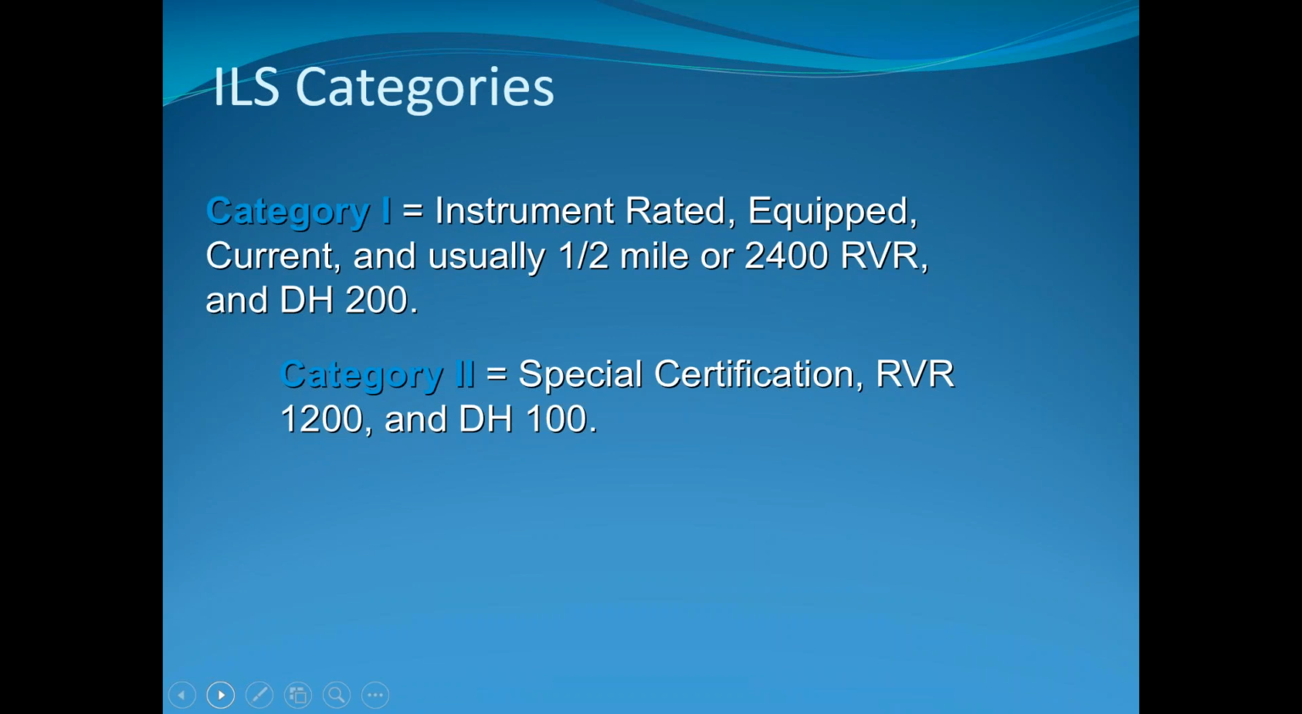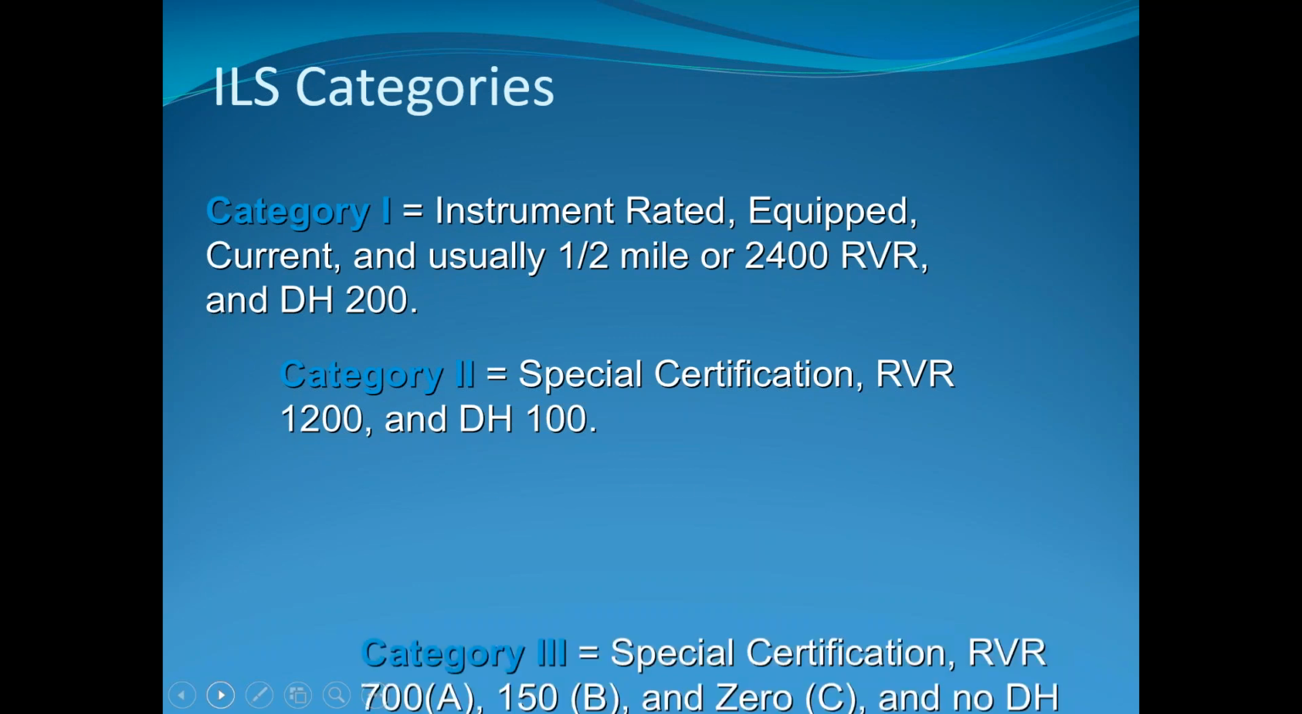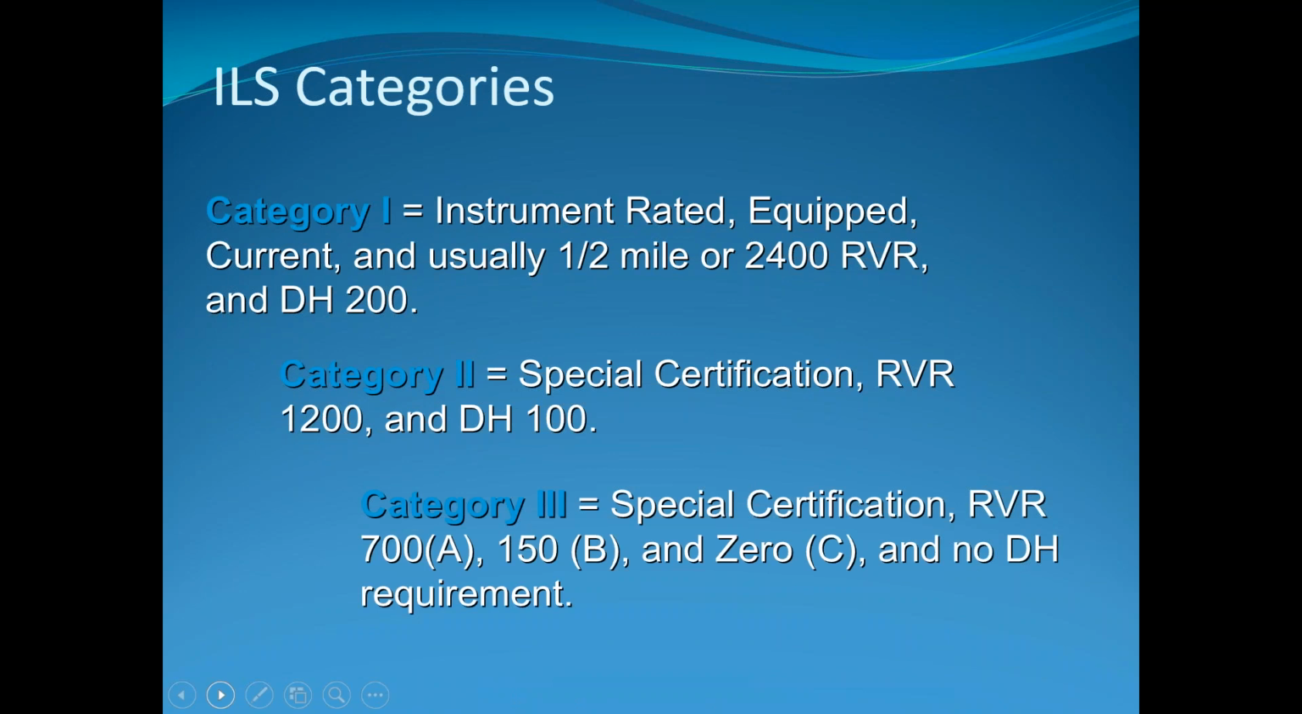So anyway, like I said, in this class we're not going to do anything that's Category 2. We're just going to stay Category 1 or higher. Category 3 is even more so. Category 3 is your big airlines, your mainline, your big jets. They can go down to Category 3, which even within Category 3 has three different categories: 3A, 3B, and 3C. Category 3A is a 700 RVR, Category 3B is 150 RVR, and C is 0.